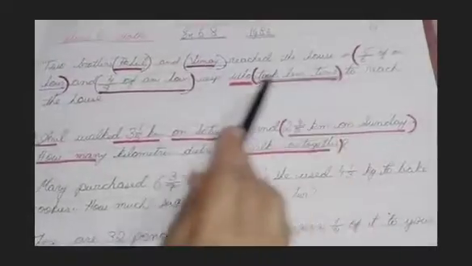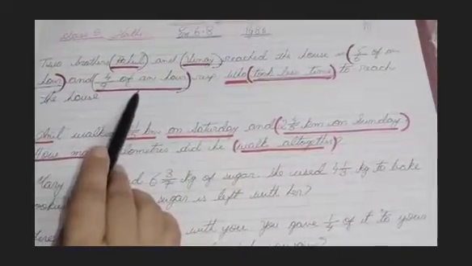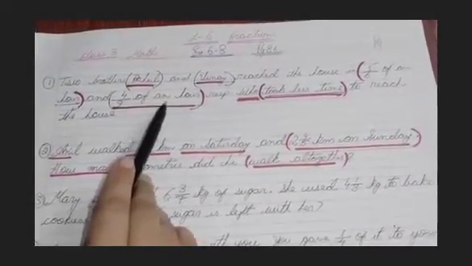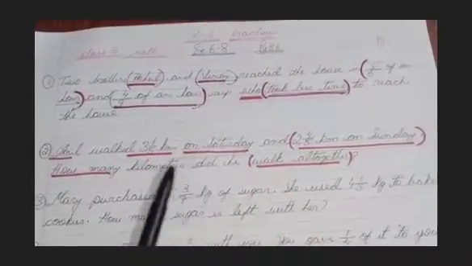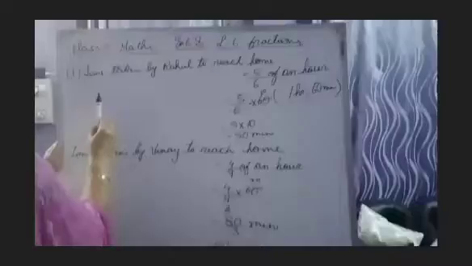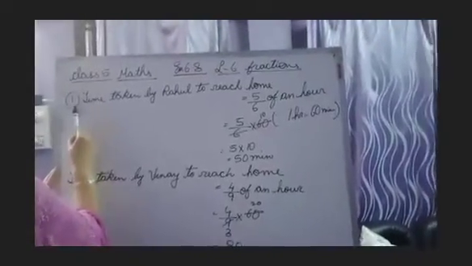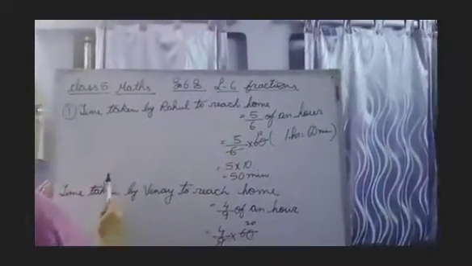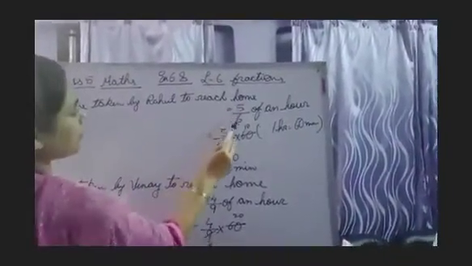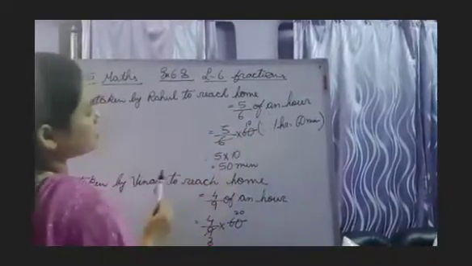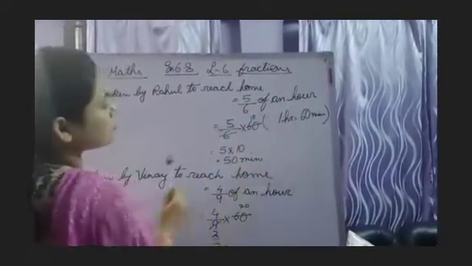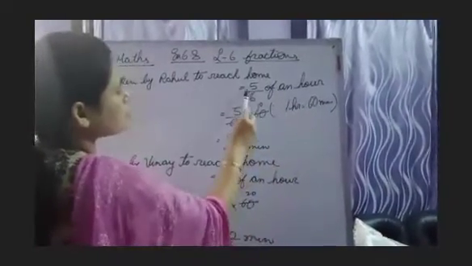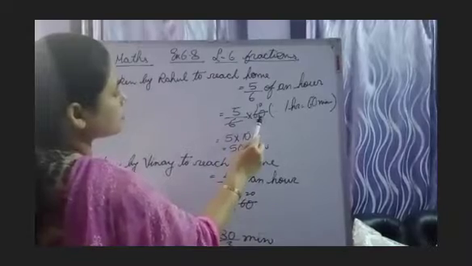So after reading the question and understanding what is given in the question, now we will do the word problem sums and we will try to find out who took less time to reach the house. So let us proceed. Number 1. Time taken by Rahul to reach home. It is already given in the question, 5/6 of an hour. 1 hour is equal to 60 minutes. We know this, that in 1 hour there are 60 minutes. So we multiply 5/6 by 60.